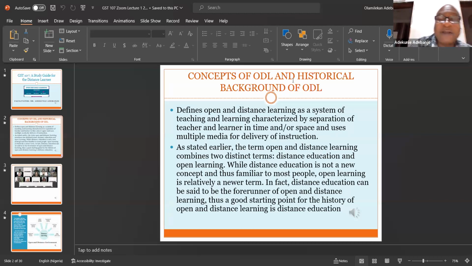So in other words, what I'm saying is that open and distance learning is a system where teaching takes place conveniently, without any stress. You can hear me loud and clear, and everyone will enjoy the services of the lecturer wherever he might be. Some of you are in Uyo, some in Abeokuta, some in Abuja, some in Kaduna, some as far as Maiduguri, and you can hear what the lecturer is saying now. And we deliver instruction and our lessons through the use of multimedia for instructional delivery.